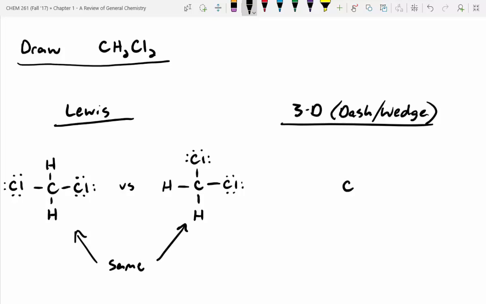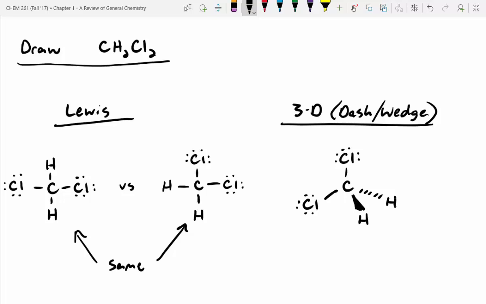I've got carbon in the center. I'm going to put one chlorine up here. I'm going to put another chlorine down here. Include my lone pairs. I'll have one hydrogen that's a wedge, so sticking out towards us, and a second hydrogen that's sticking down here.